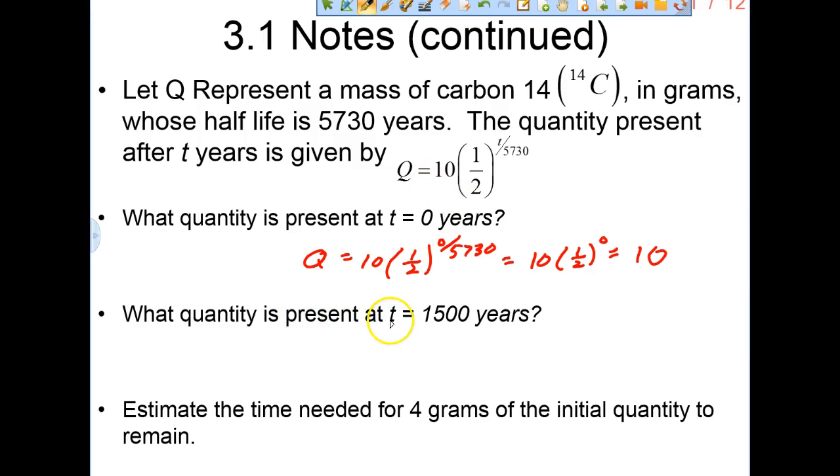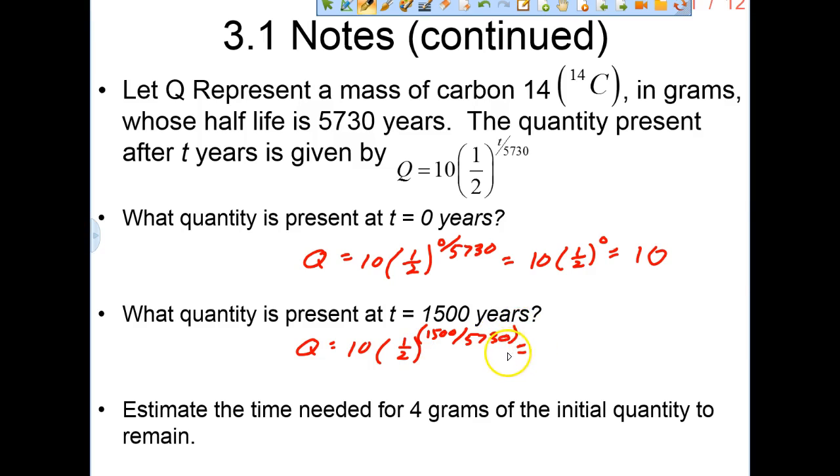Now it says, what quantity is present after 1,500 years? So I get Q equals 10 times 1/2 to the 1,500 divided by 5,730. Now, of course, this is not one that you can do by hand, nor should you try. So you do want to do this calculation. But remember, when you do the calculation, you got to make sure you put parentheses around the power.